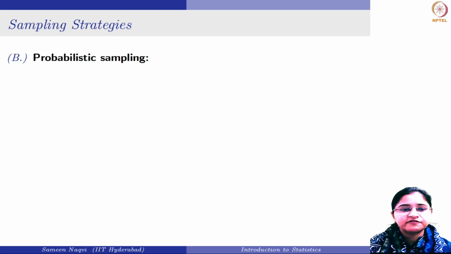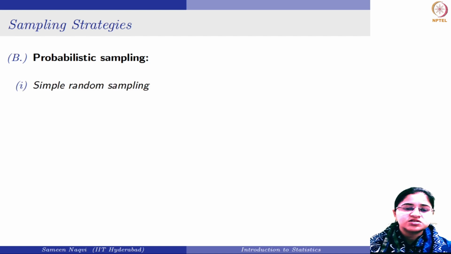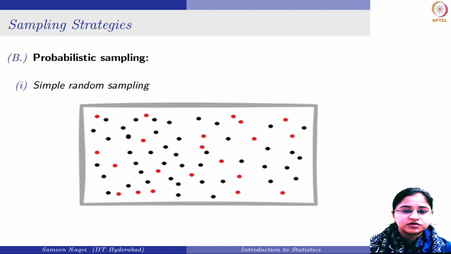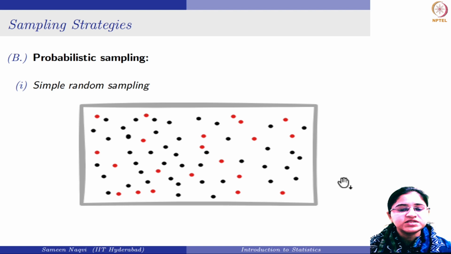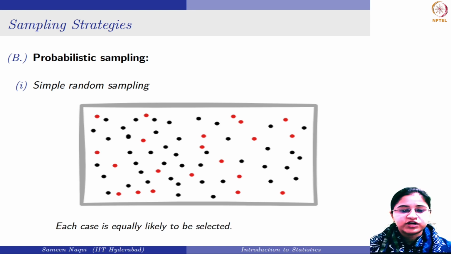On the other hand, if we talk about probabilistic sampling, then the first and the most common sampling technique is your simple random sampling. If you look over here in this figure, there are some black dots and red dots. The red dots basically represent the ones that have been selected in the sample. In simple random sampling, each case is equally likely to be selected. Here, each observation has an equal chance of being selected in the sample.